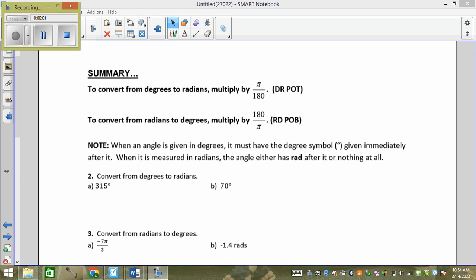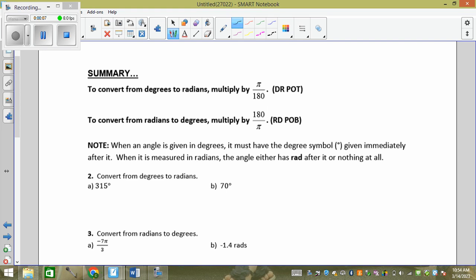We're going to either multiply by pi over 180, and the 180 is in degrees, so you can put a little degree symbol, or 180 degrees over pi. Now you know which one to use. You can use the acronym if you'd like.